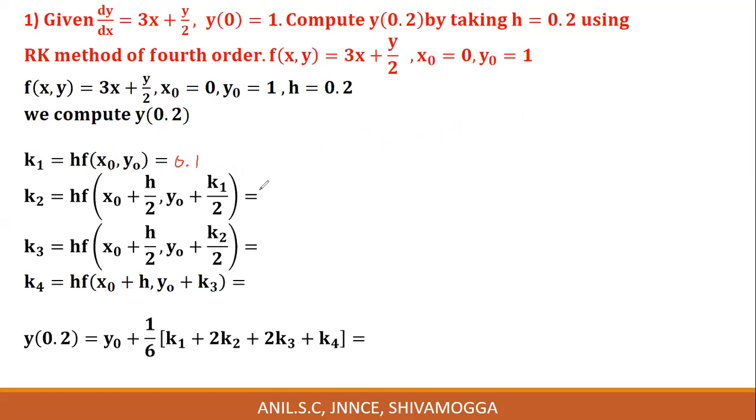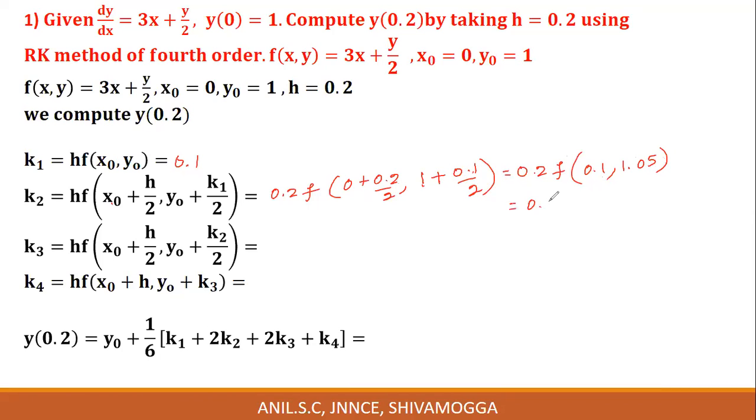Similarly, we find k2. k2 is given by h, which is 0.2, into f of x0 plus h by 2, y0 plus k1 by 2. x0 is 0 plus h by 2 is 0.2 divided by 2, that is 0.1. y0 is 1 plus k1 divided by 2, k1 is 0.1, so 1 plus 0.1 divided by 2 is 1.05.